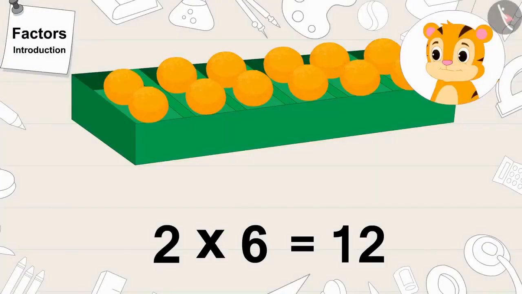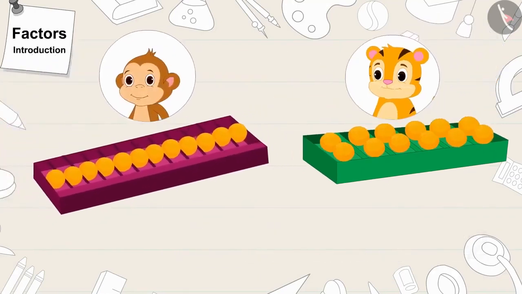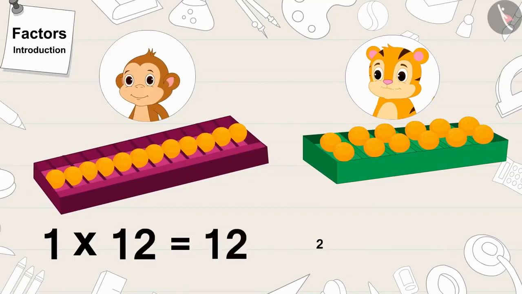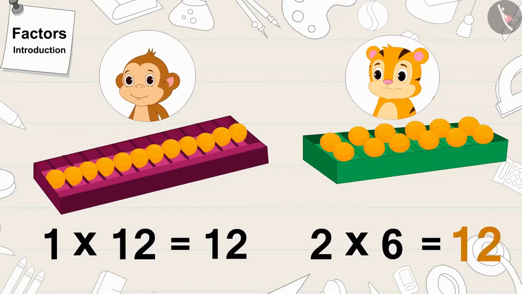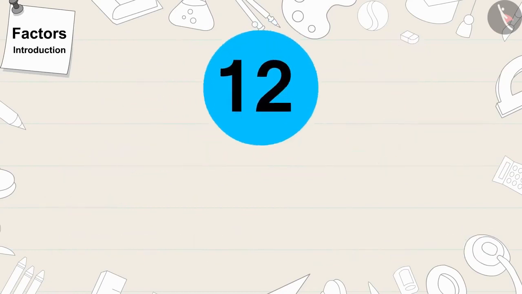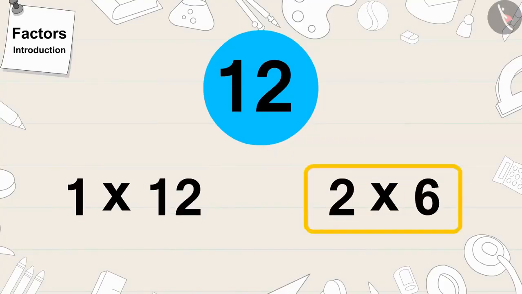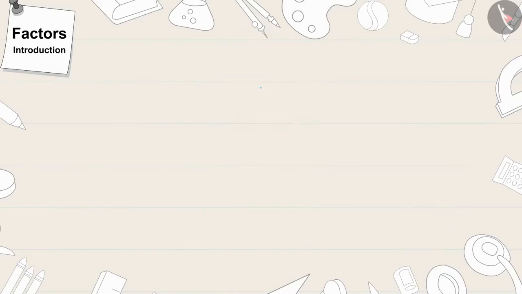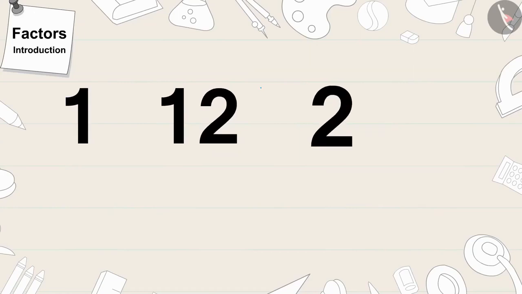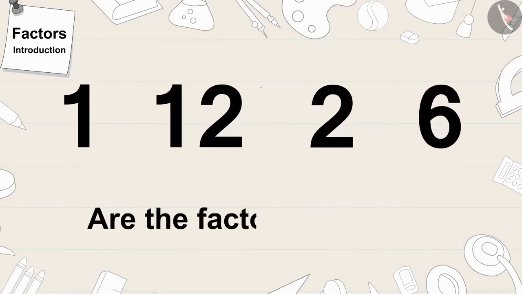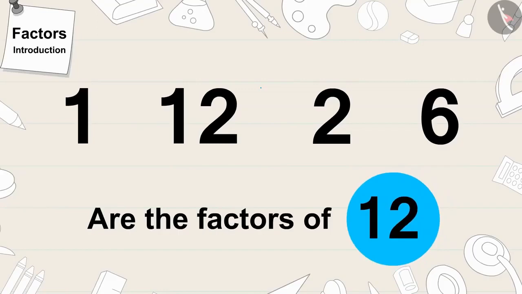Children, if we look closely, we will find that in Babban's box, there are 1 times 12, 12 laddus. And there are 2 times 6, that is 12 laddus in Sher Khan's box. In other words, we can write 12 as 1 times 12 or 2 times 6 in any of these ways. 1, 12, 2 and 6 are the factors of 12.